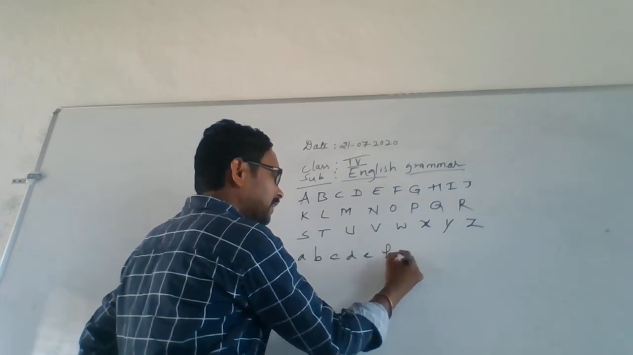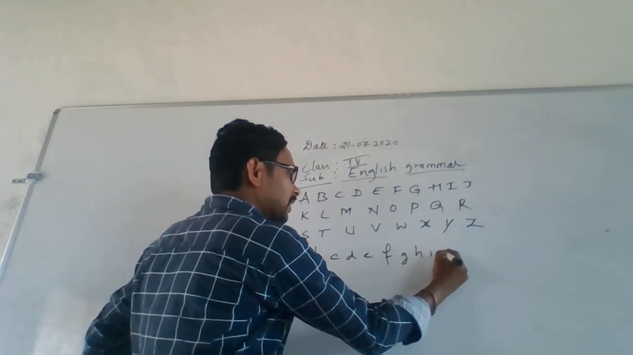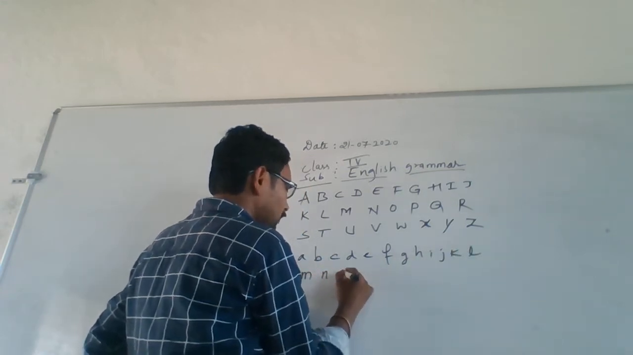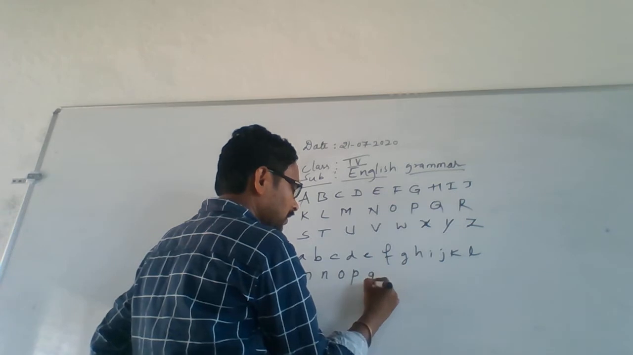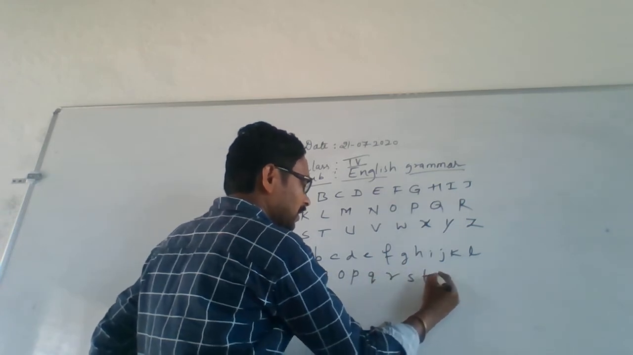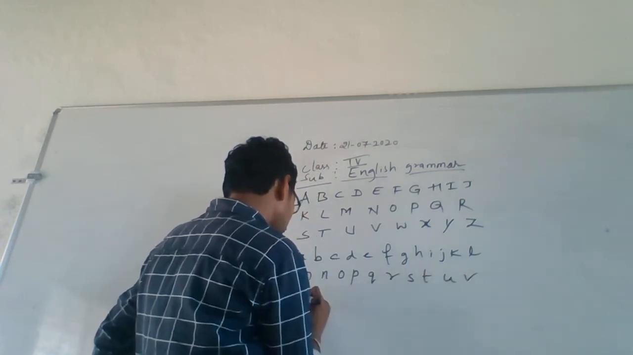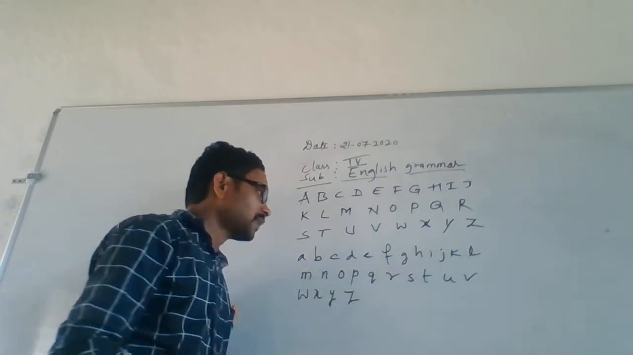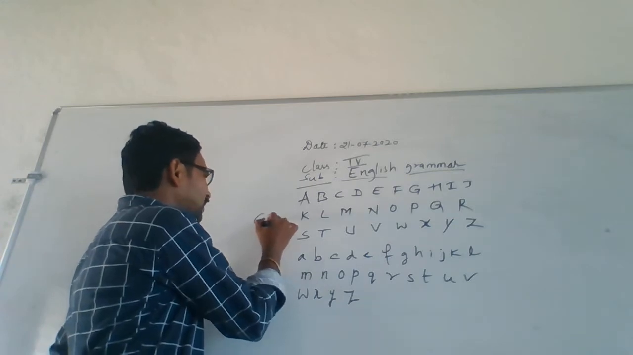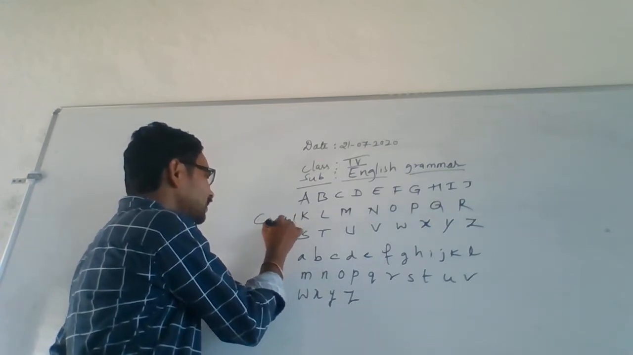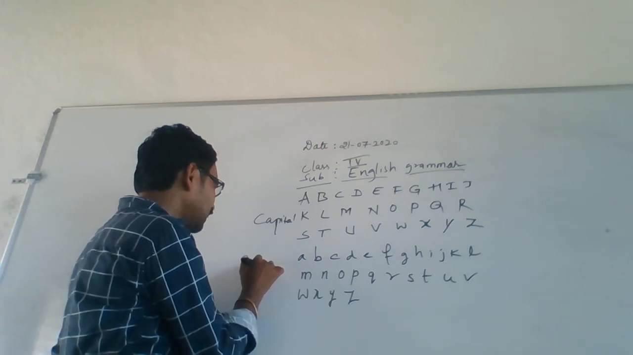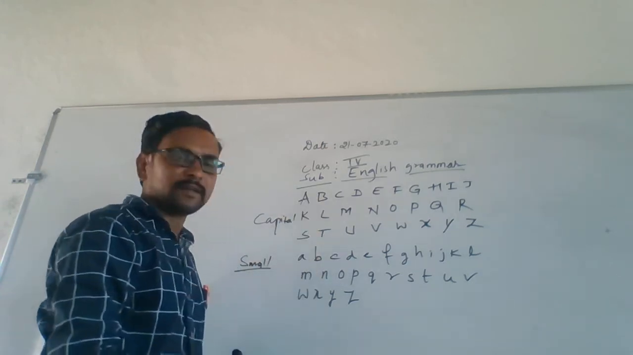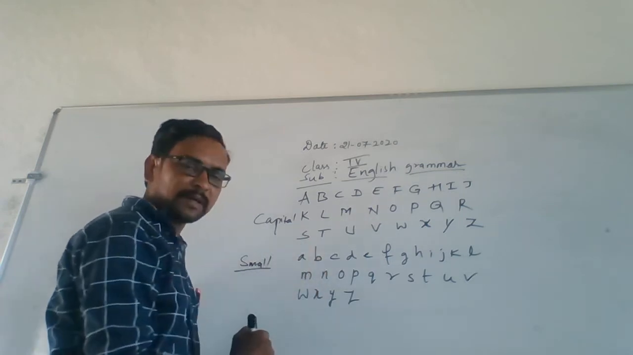So let us see small letters. A, B, C, D, E, F, G, H, I, J, K, L, M, N, O, P, Q, R, S, T, U, V, W, X, Y, Z. Yes, capital letters and small letters. These are in alphabetical order.